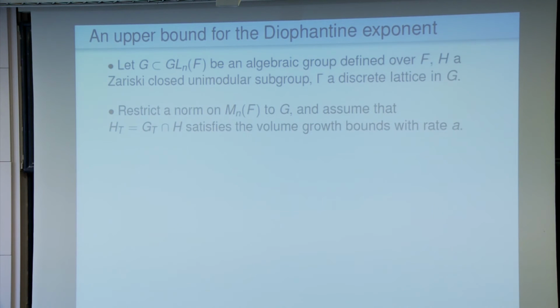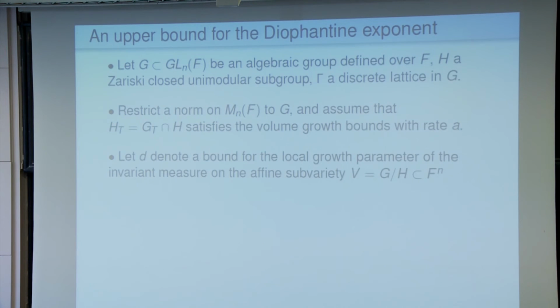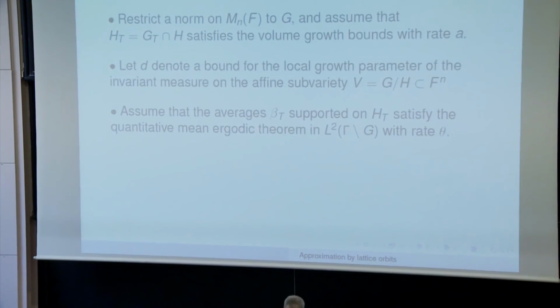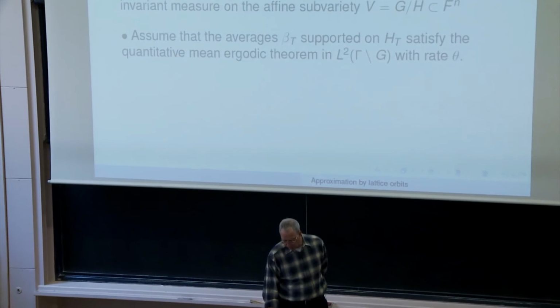Notice that this is an assumption only on H. It simply says that the volume growth of norm balls in H has essentially parameter rate A. So once again, it's very general. And let D denote a bound for the local growth parameter of the invariant measure on the affine variety V equals G mod H. So there is such a number. In the real case, it's simply the dimension. And assume that the averages β_t supported on H_t satisfy the quantitative mean ergodic theorem in L2(G mod Γ) with rate θ.